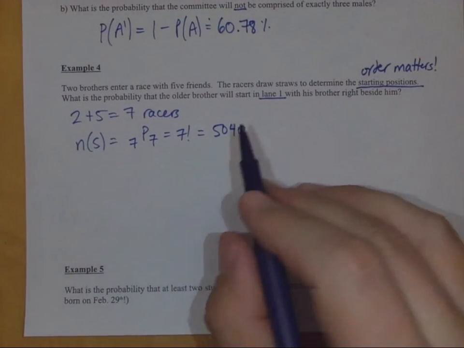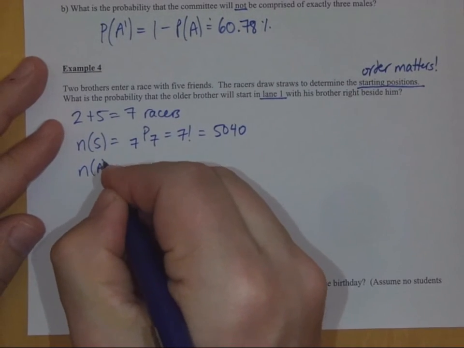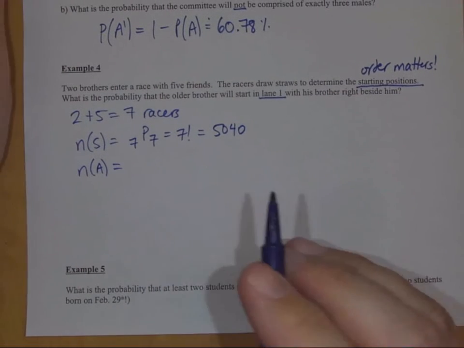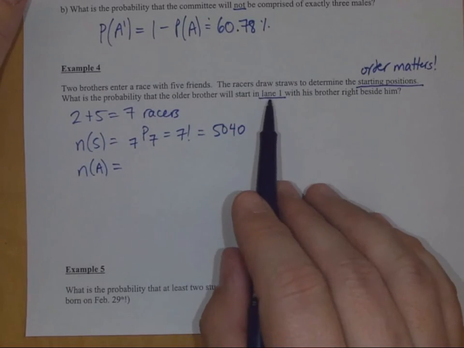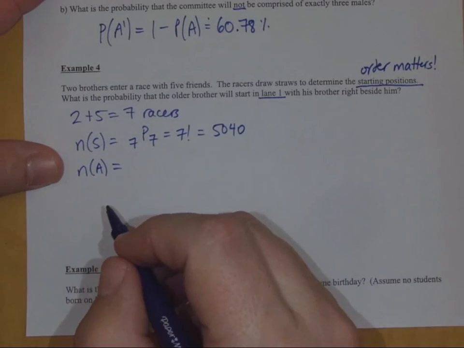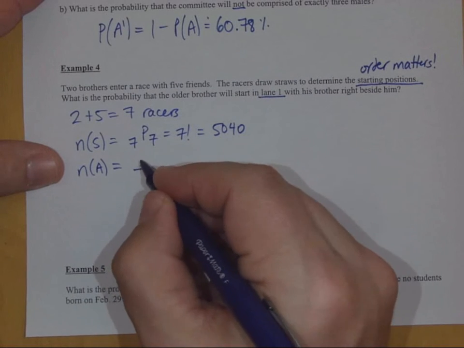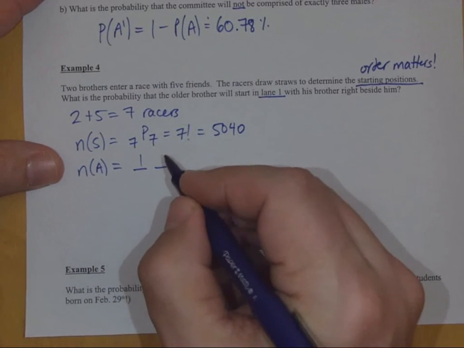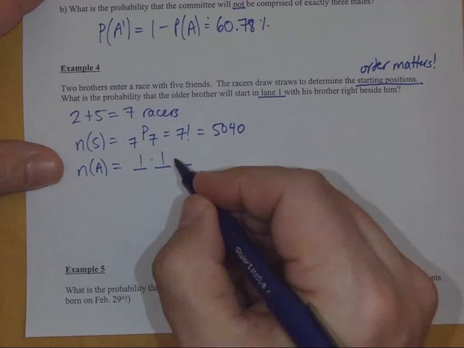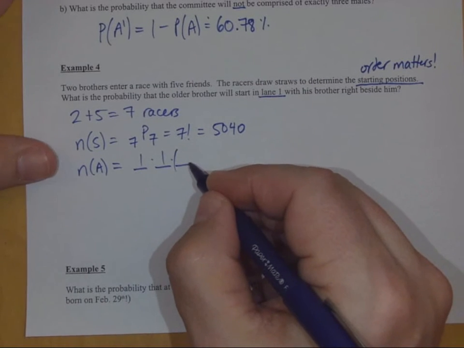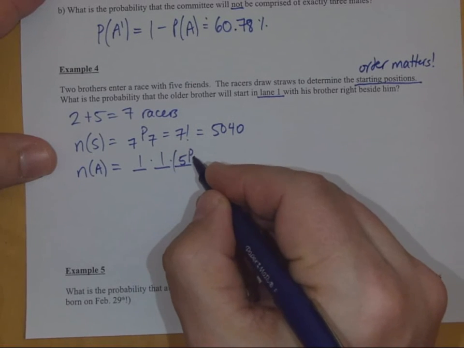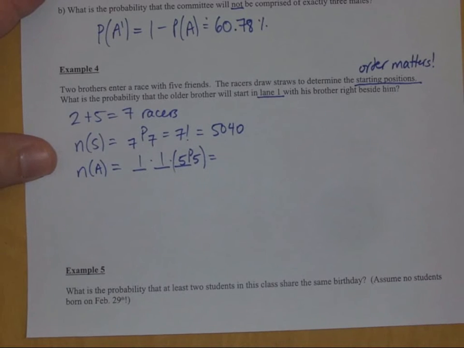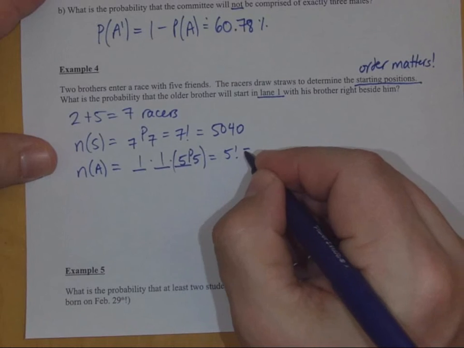That's the unrestricted version. Now we think about the number of ways we could do this if the 2 brothers have to be in lane 1 and lane 2. They can't switch lanes. The older brother has to start in lane 1. Well, if the older brother's in lane 1, let's fix him there. There's one choice for that lane. There's one choice for the second lane as well. But how many ways can I permute the other 5 friends into the last remaining 5 spots? 5 permute 5, which is 5 factorial, and 5 factorial is 120 ways.